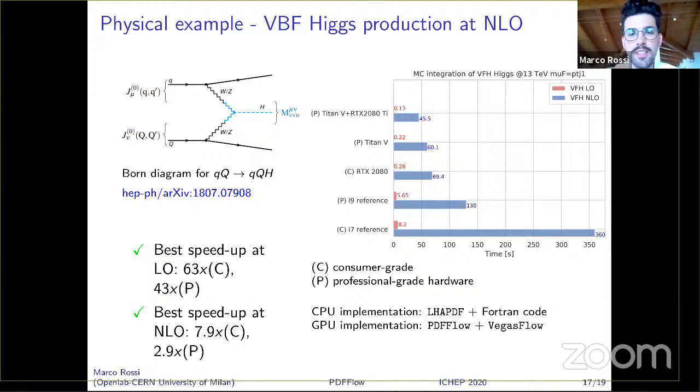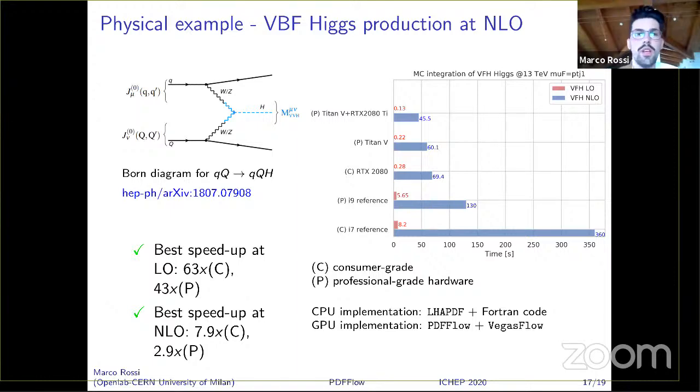The situation is better for LHAPDF and Fortran code for professional grade hardware on Intel i9, but is not optimal since it's outperformed by the GPU implementation of PDFFlow and VegasFlow combined. Here, the speedup at next to leading order is around a factor of 8 for consumer grade with respect to the best setup for the GPUs, and a factor of 3 for the professional grade hardware.